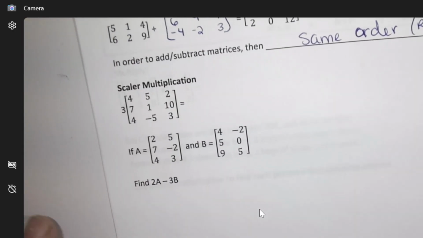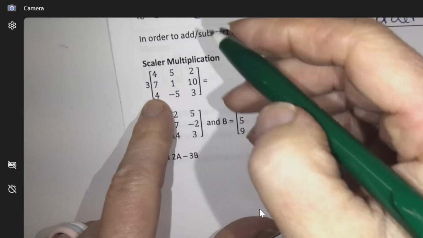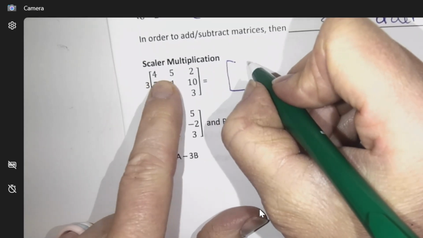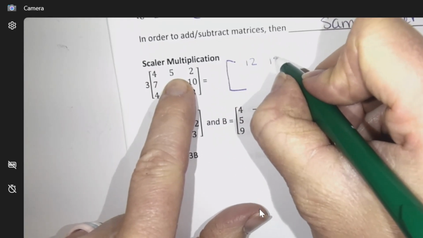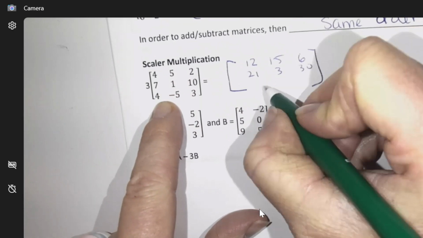Okay, scalar multiplication. So this is just a coefficient. So this times is everything. So then times by 3. So 12, 15, 6.